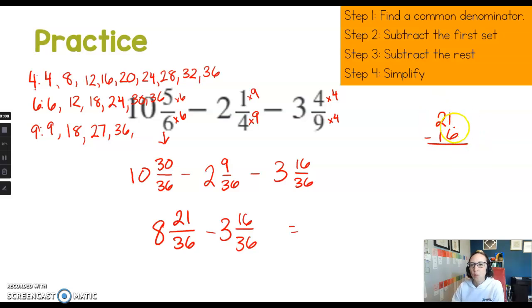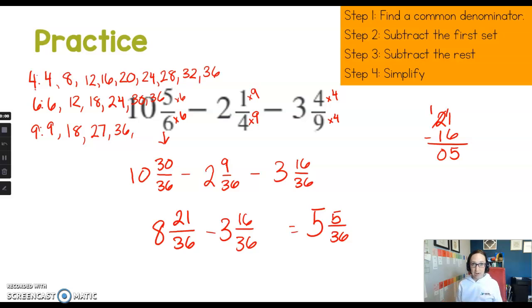There we go. Well, 6 minus 1, I can't do that, so I need to borrow. I'm left with 1, and I get 11. 11 minus 6 is 5. 1 minus 1 is 0. So my numerator is going to be 5. 36. And I'm going to subtract 8 minus 3 is 5. So I get 5 and 5/36.